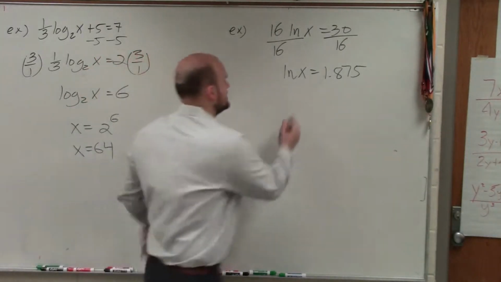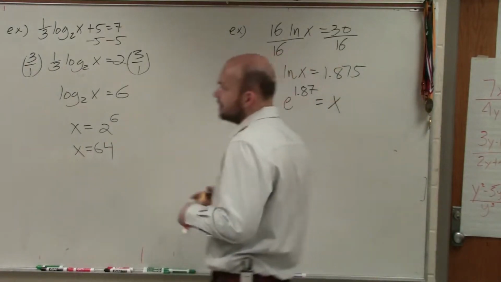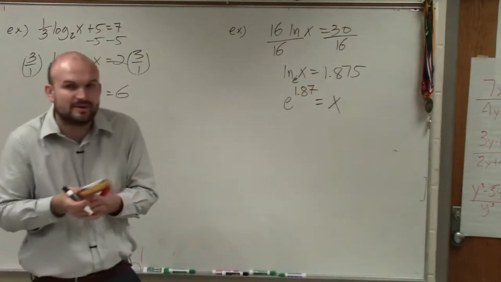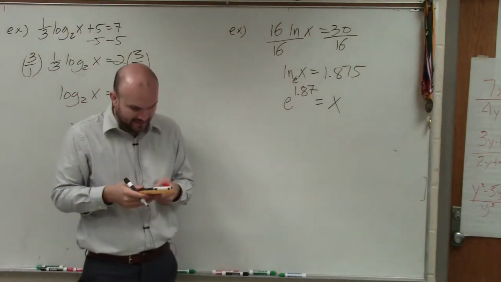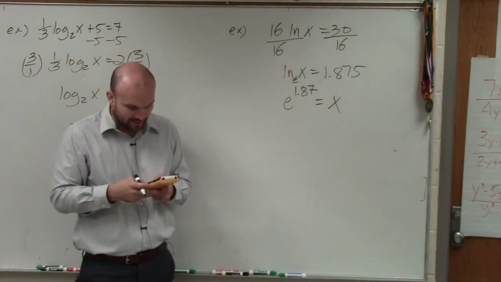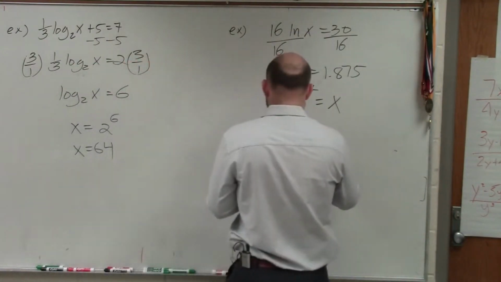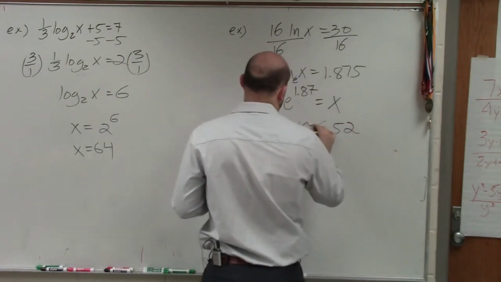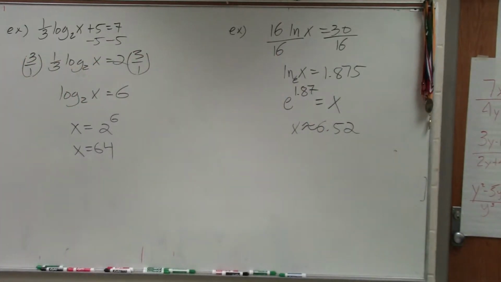Then, to solve this, I need to put this in exponential form. So remember, this is base e. We don't write it there, but when we're writing the natural logarithm, we know it's there. So therefore, I have e raised to the 1.875, and that equals x, which is 6.52. And again, we're using our calculator. We are rounding, so it's going to be an approximate value.